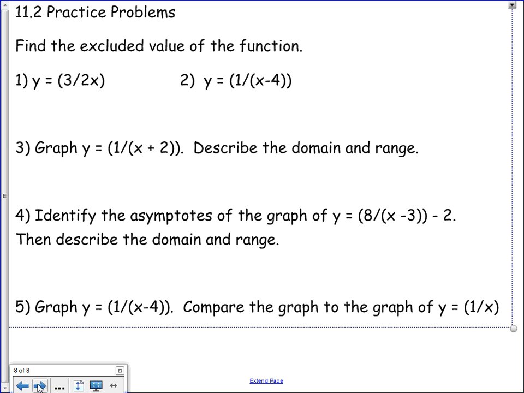Now you have 5 practice problems. The first 2, you're finding the excluded value. So what is the value of x that will make the denominator 0? Number 3, graph that rational function. First, you're going to want to find the excluded values and then use that to determine your x values in your table and graph them. 4, you're going to identify the asymptotes, where the vertical asymptote is just the excluded value again. And then use that to describe the domain and range. And 5, you'll use the asymptotes and a table to graph and then compare it to the graph of y equals 1 over x.